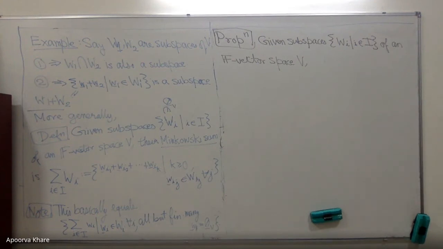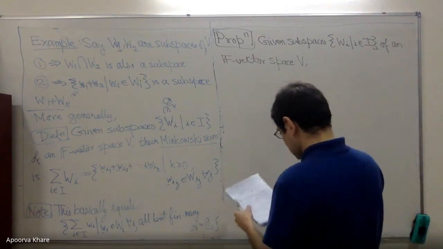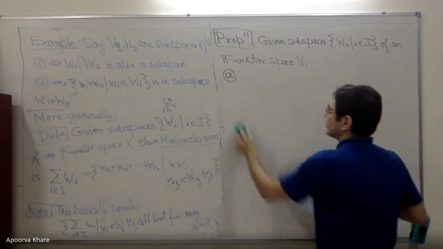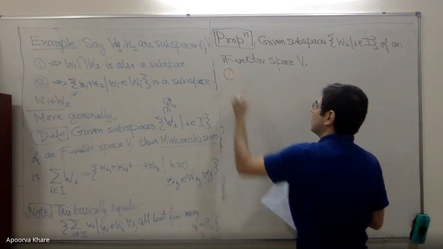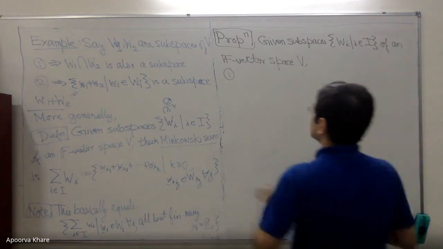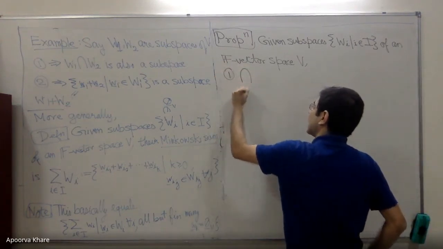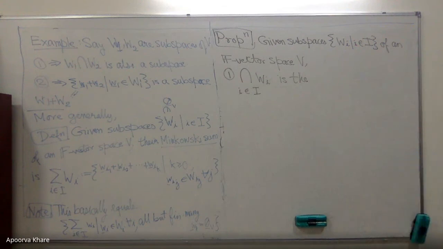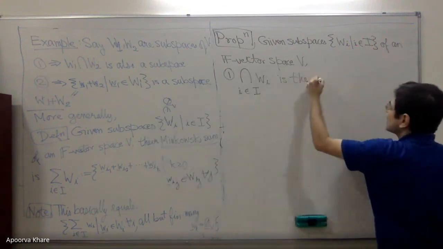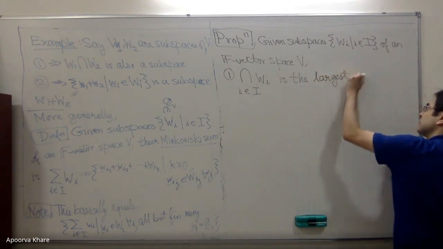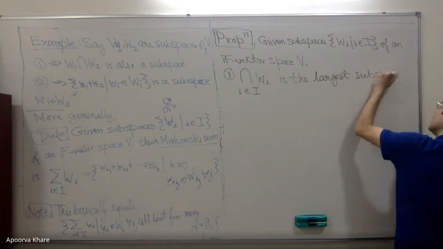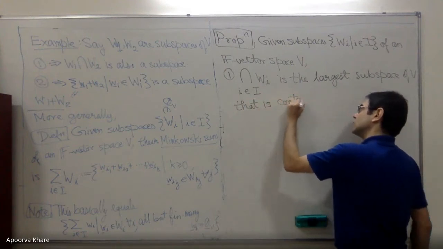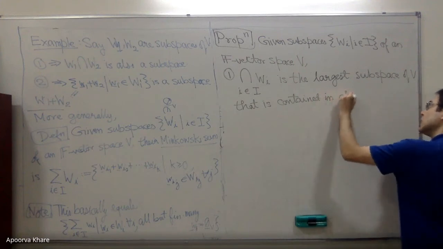Okay, so these are the given conditions. Now, point 1, or part A, just in case the proof has parts. The intersection over i in I of Wi is the largest subspace. First of all, this means it's a subspace, but it is much more. It is the biggest subspace of V that's contained in all the Wi.